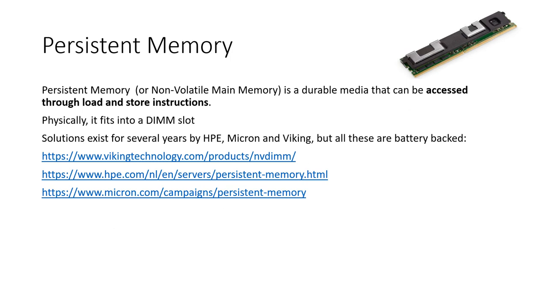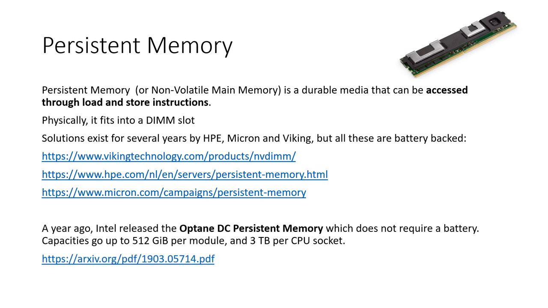Persistent memory is a new technology that provides a durable media with load and store access granularity. It has existed for many years in the form of battery-backed DIMMs, but it really never caught on. Capacities were around 16 gigabytes and they needed a bulky external battery. About a year ago this changed when Intel released its Optane data center persistent memory with capacities up to 3 terabytes per CPU socket.